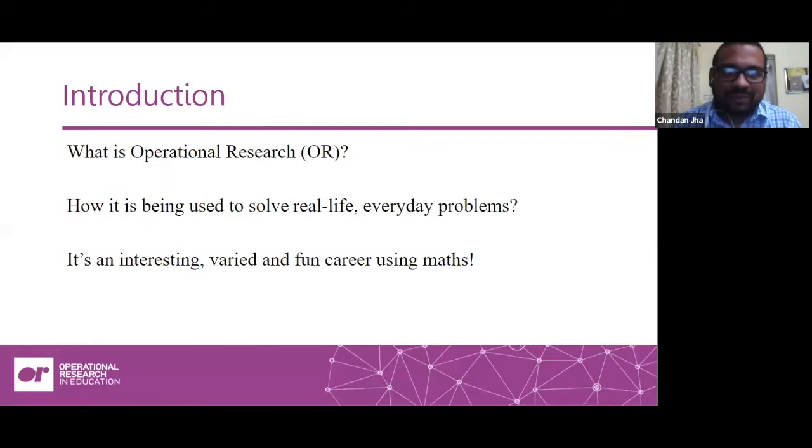Basically, operational research requires knowledge from subject domains, mainly mathematics and programming applications, a combination of both. We'll also discuss how it is used to solve real-life problems, or everyday problems. In other words, industry problems, business problems. Basically, all types of problems we can solve using operational research. So it's a very interesting, varied and fun career using mathematics.